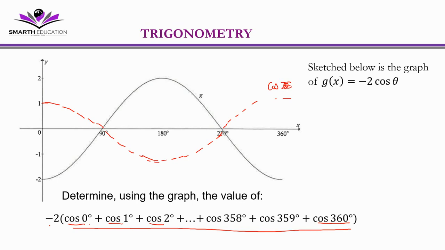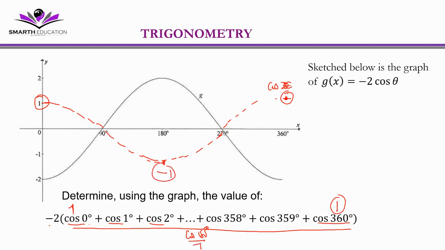Let's say cos x. Cos 0, this is 1. Okay, let's put 1 here. Then cos 360 is another 1. So this is 1 here. Okay. And then cos 180, which is somewhere in between here. Cos 180 degrees, which is here, is -1.